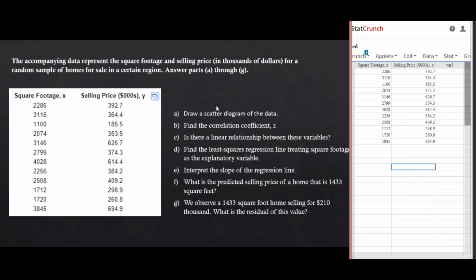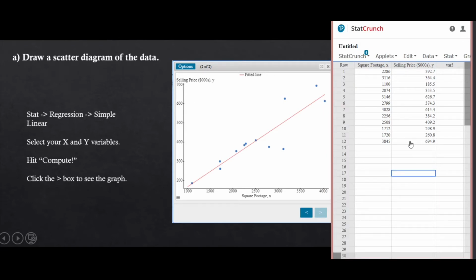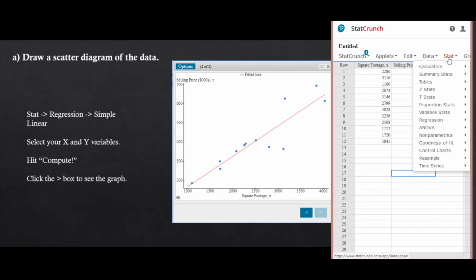Okay, so let's say you have a problem like this. The accompanying data represent the square footage and selling price in thousands of dollars for a random sample of homes for sale in a certain region. Part A wants us to draw a scatter diagram for this data. The first thing we need to do is open up our data in StatCrunch. We can make a scatter plot using the regression function under Stat, Regression, Simple Linear.